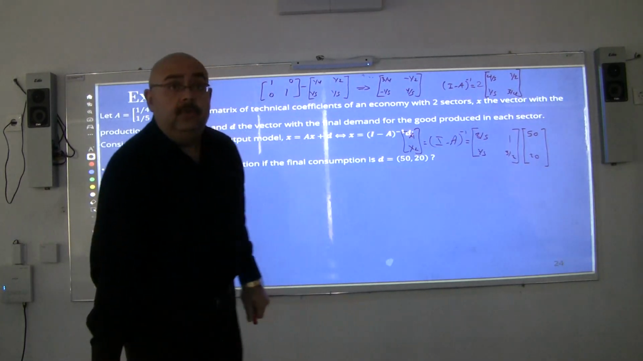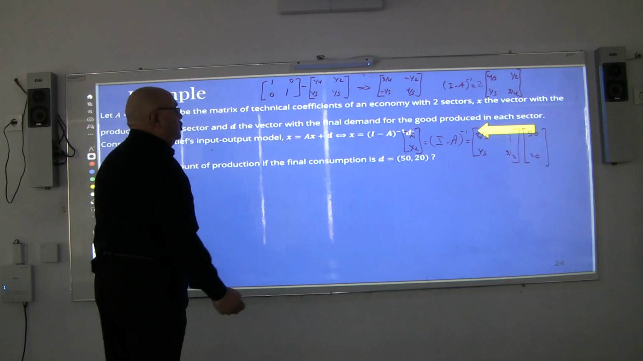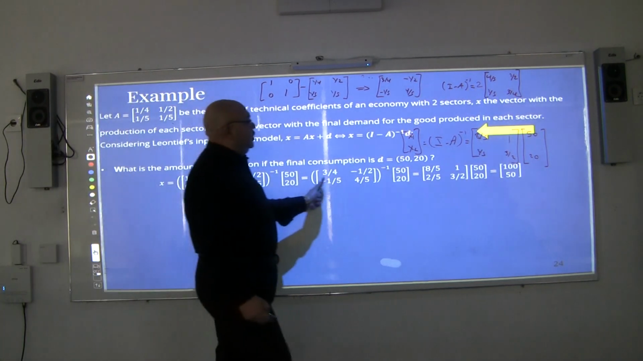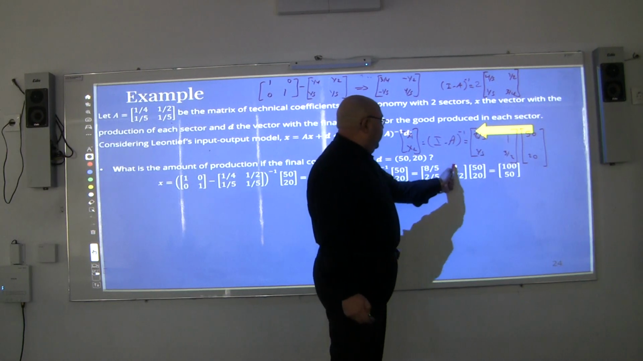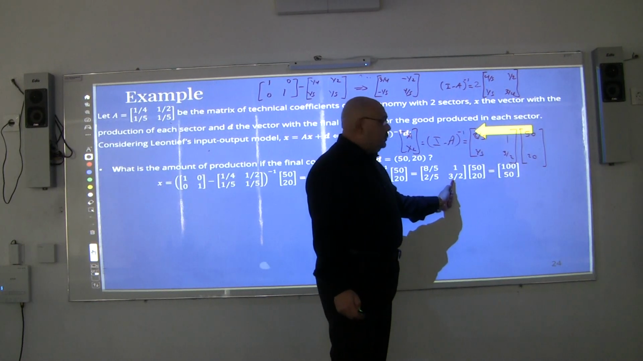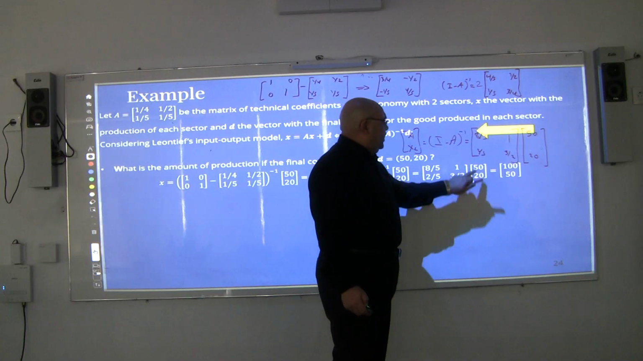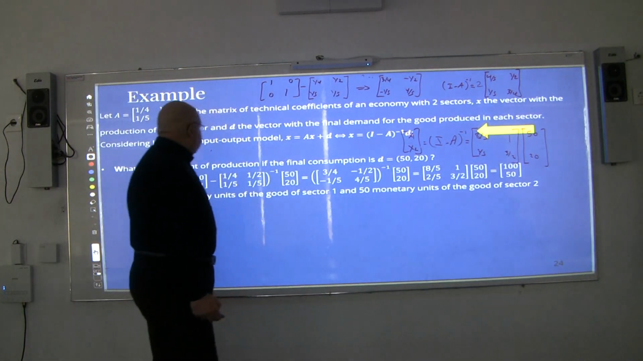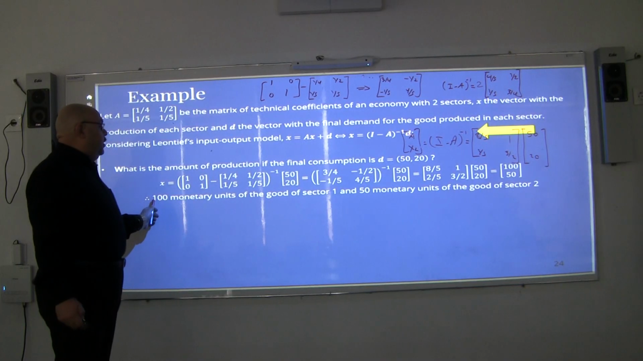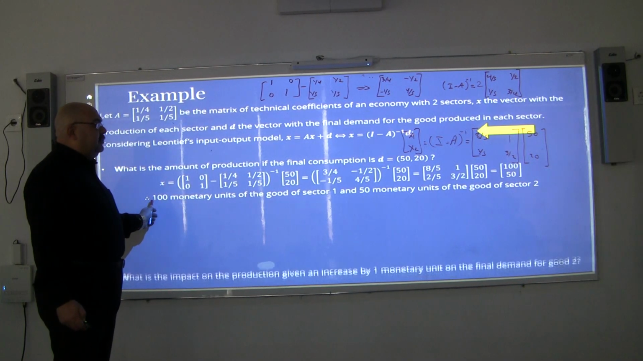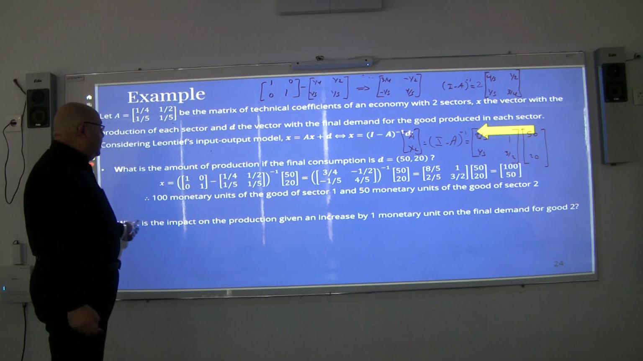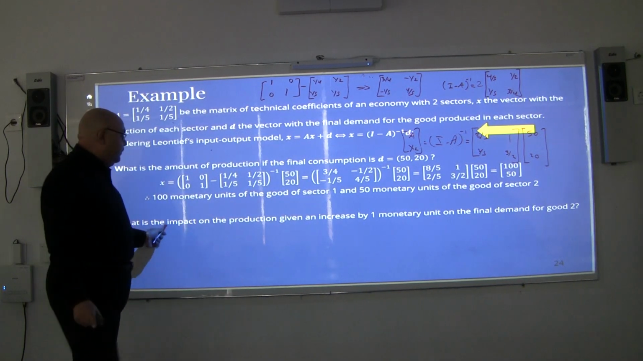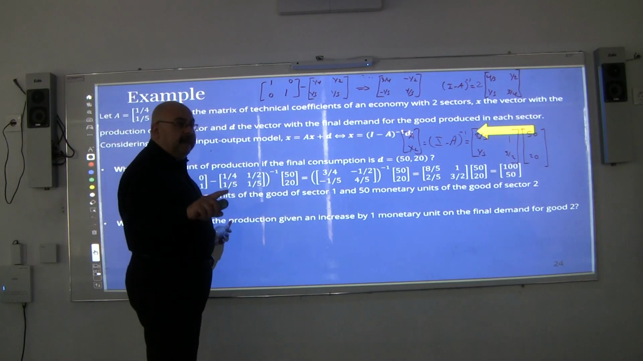So all I have to do, as I told you, is to get directly the inverse matrix, which is exactly as we did, 8 over 5, 1, 2 over 5, 3 over 2. Multiply it by 50 and 20. So this is the production: 100 monetary units of the first sector and 50 monetary units of sector 2. What is the impact on the production?